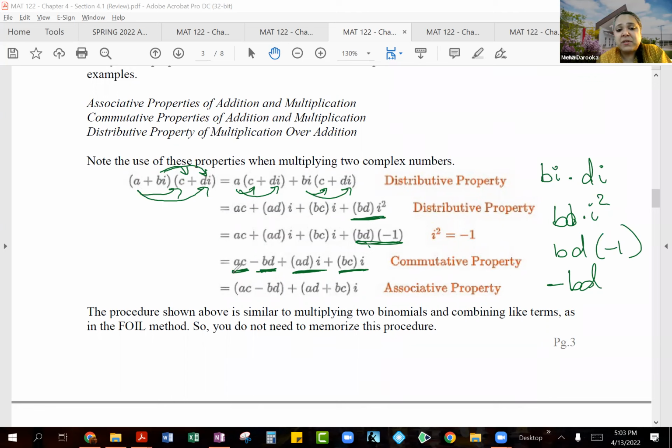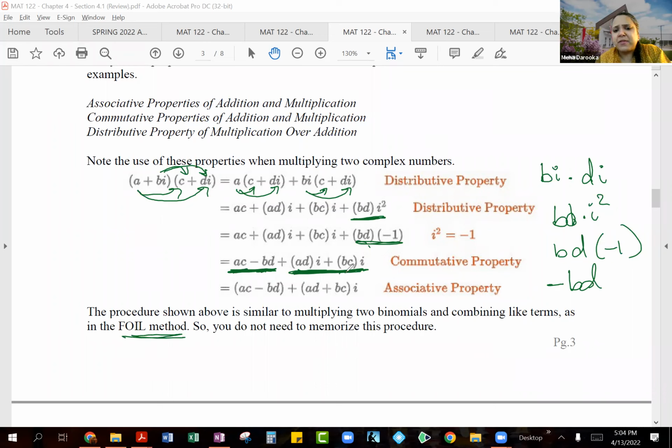And then you will be able to combine these two terms together, and you'll be able to combine these two terms together, which will come out to be another form of a plus bi, because it will all clean up. So that's your distributive property, but basically it comes down to working out the FOIL method.